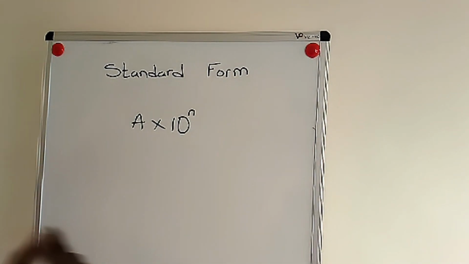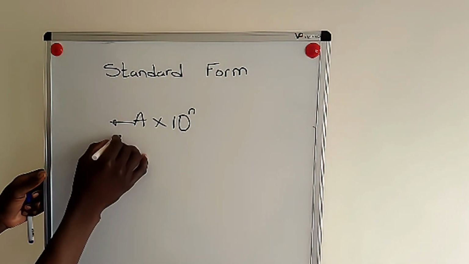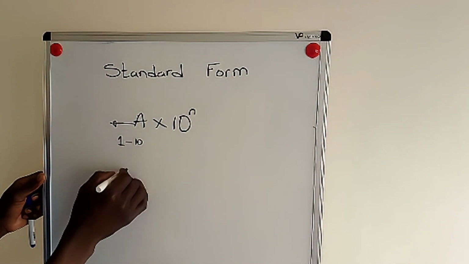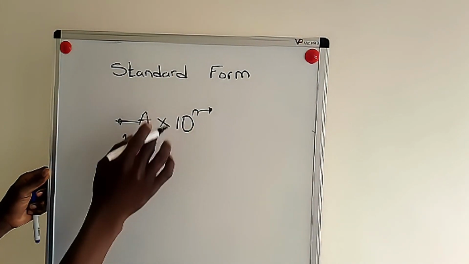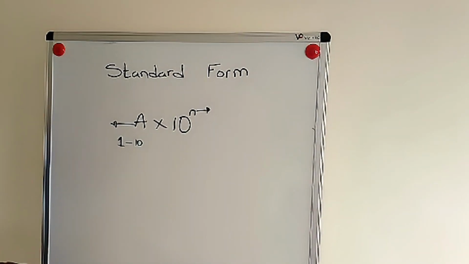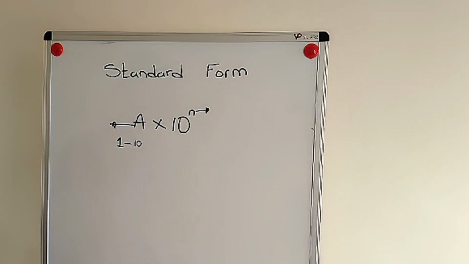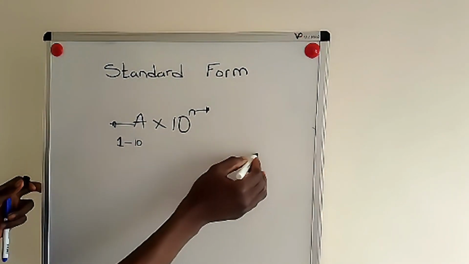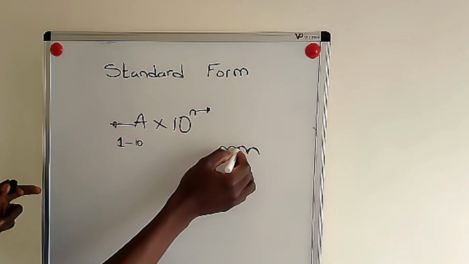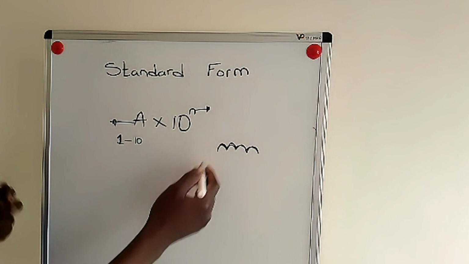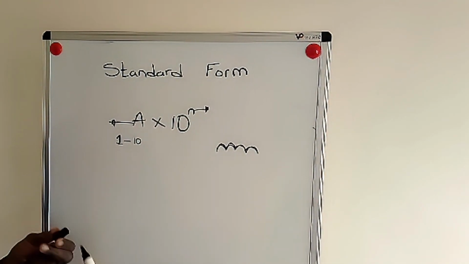So now let's start to look at it. This number a must always be between 1 and 10. And this number, the power n, is just the number of places the decimal point moves. So the number of times you have moved the decimal point, you are just going to count, for example, 1, 2, 3, 4. If I moved the decimal point 4 times, then n is going to be 4.